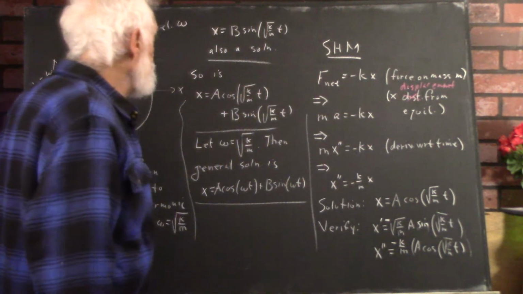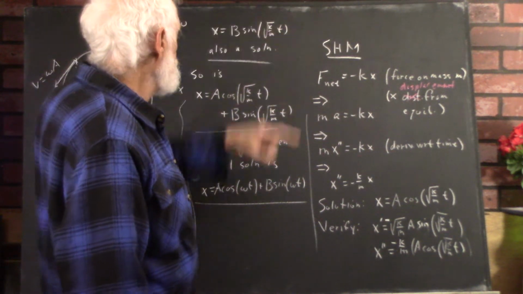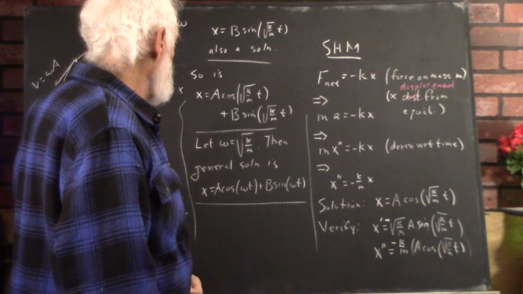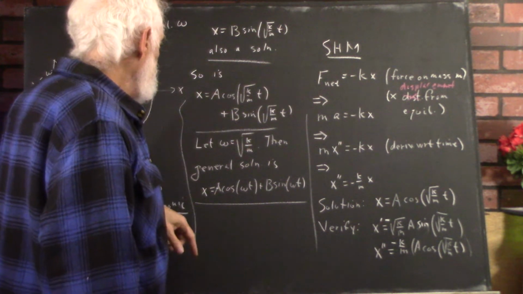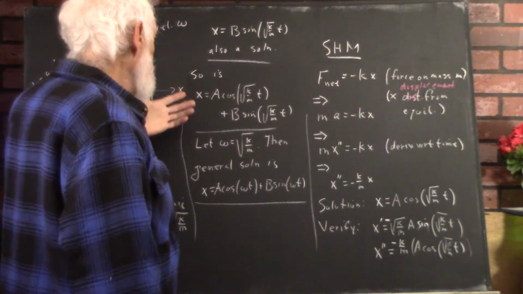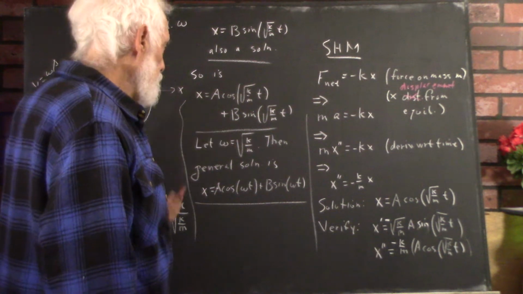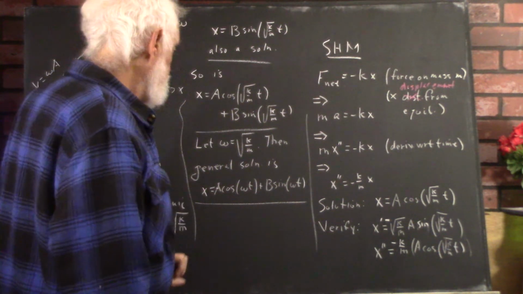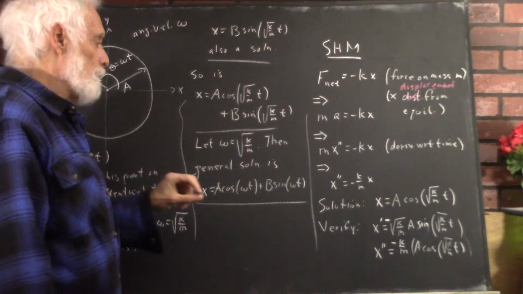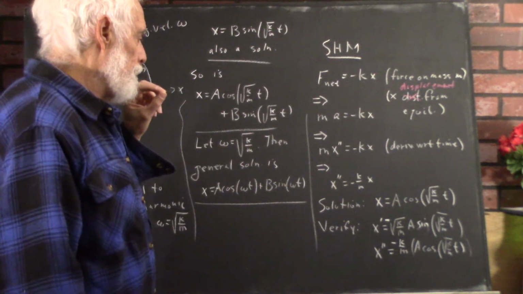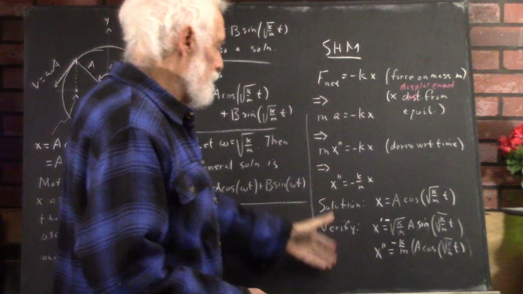That's not the only solution. B sine of square root of k over m times t is also a solution, and so is any linear combination of these two. And you can easily, again, verify this. Just take two derivatives of this, and you're going to get negative k over m times this, in the same way we did here. You want to do that to be sure you understand how the derivatives work and convince yourself that this really is a solution.